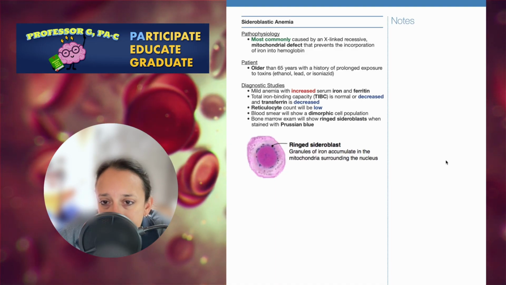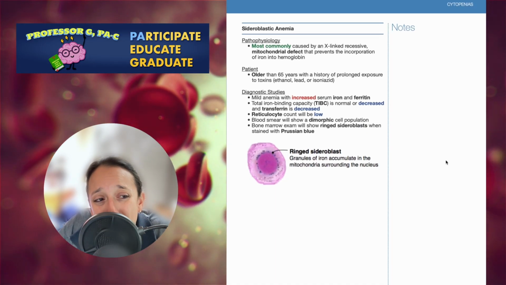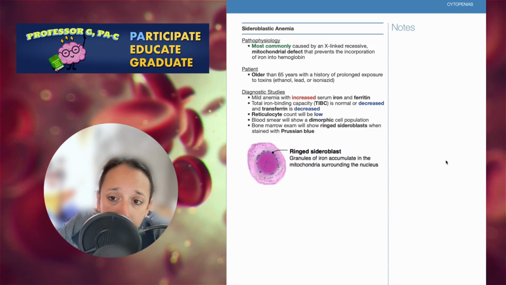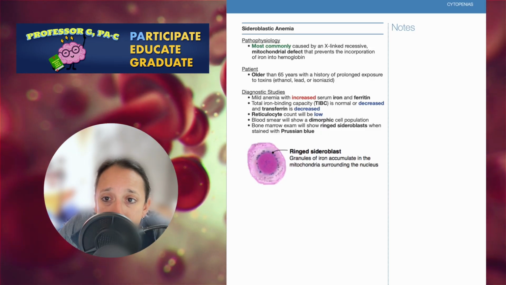All right. Well, I guess real quick, a PA pro tip. When you see low ferritin and high TIBC, you want to think iron deficiency anemia.